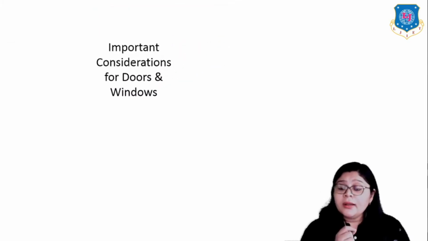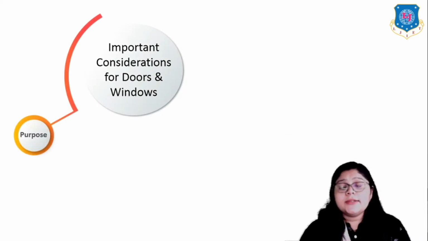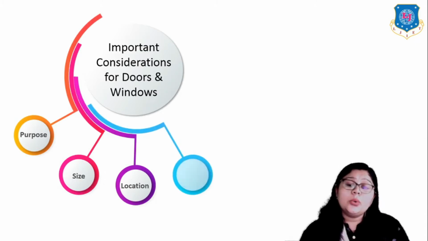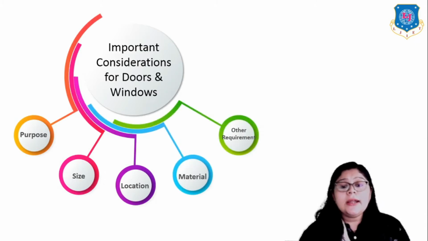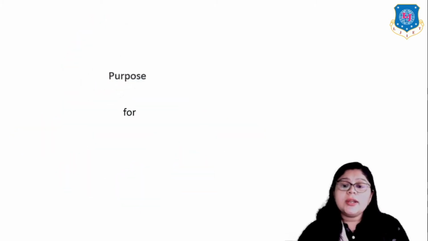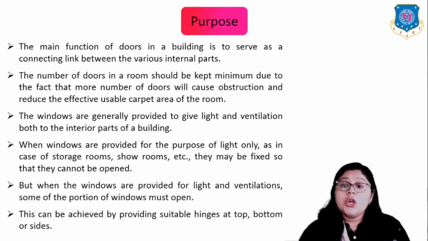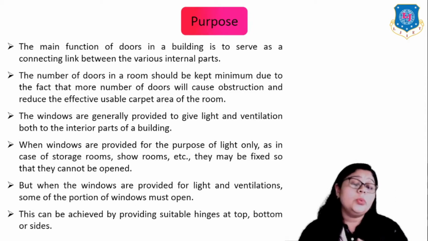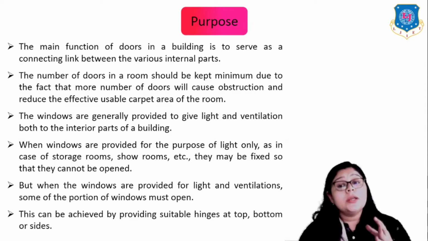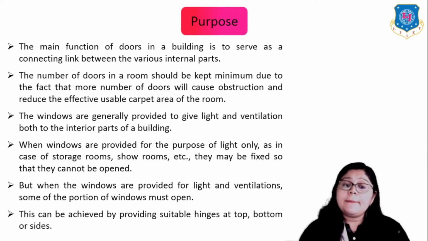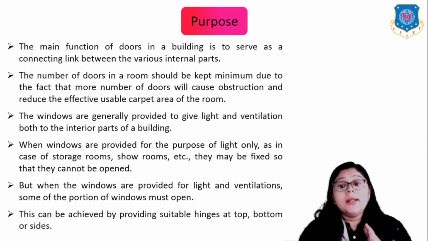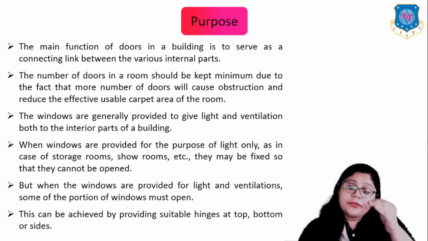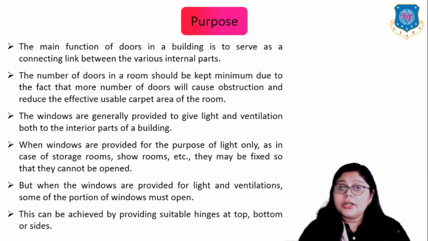Now let us see what the important considerations for doors and windows are. We can say the purpose, the size, the location, the material and the other requirements. Let us start with the purpose first. The main function of a door in a building is to serve as a connecting link between the various internal parts. The number of doors in a room should be kept minimum, because more doors will cause obstruction and reduce the effective usable carpet area of that particular room.